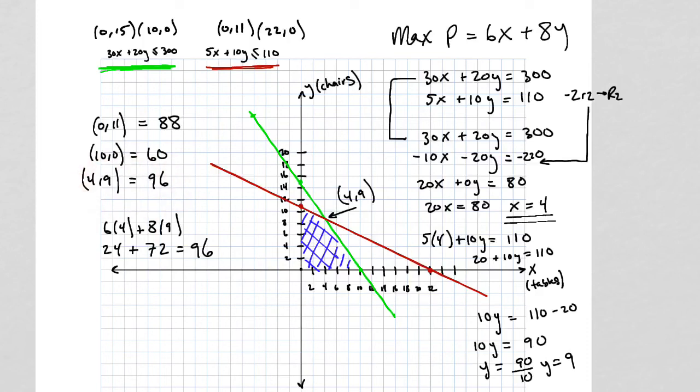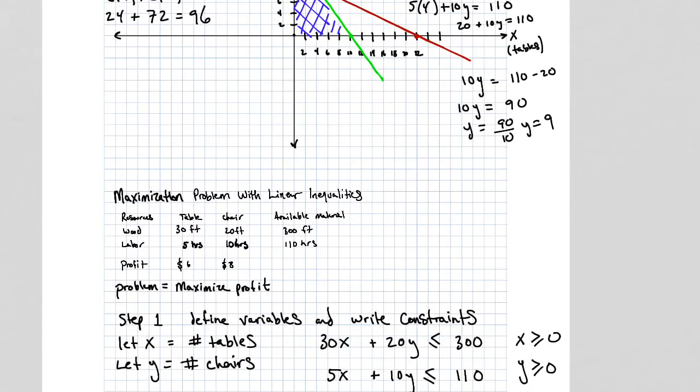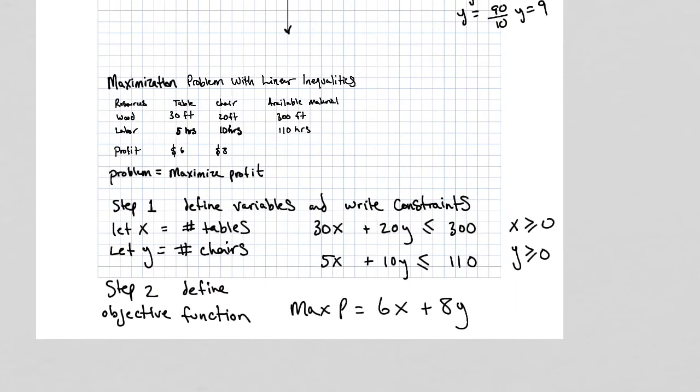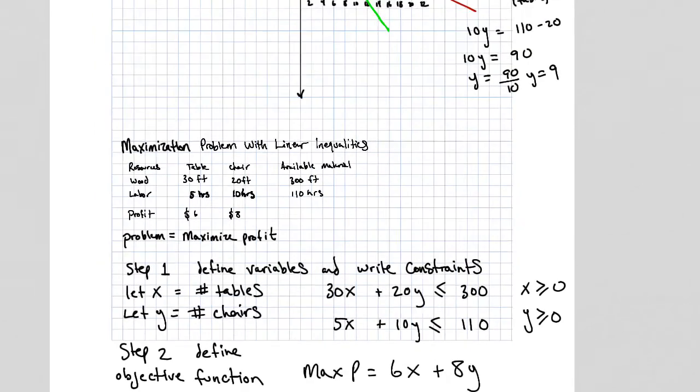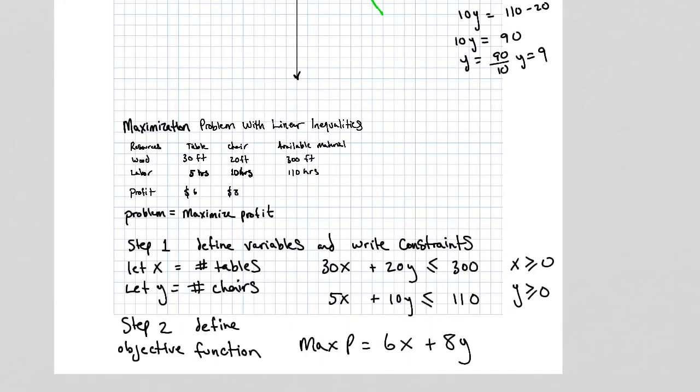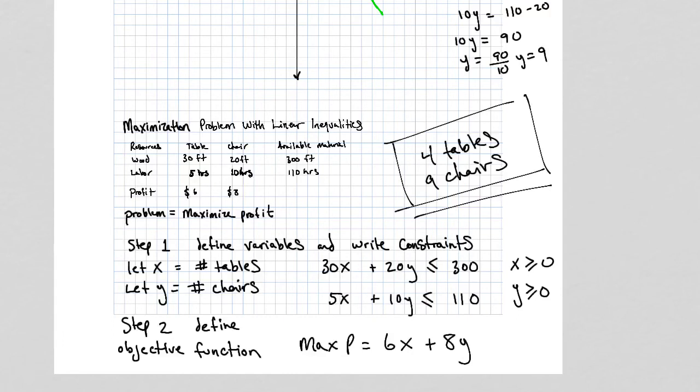When we want to maximize profit at $6 a table and $8 a chair, to maximize our final profit, we're going to make 4 tables and 9 chairs. There's our final answer. That'll give us the most profit given these constraints that we were given earlier. 4 tables and 9 chairs.